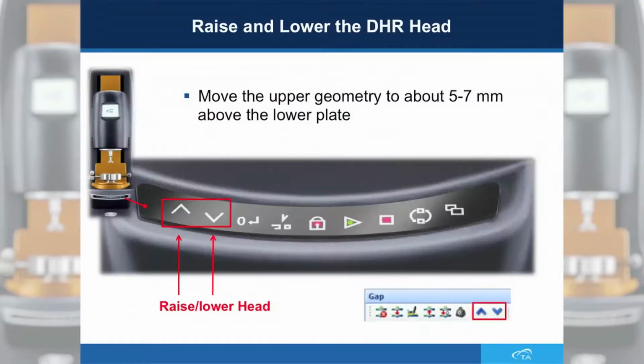Before zeroing the gap, it is recommended to lower the upper geometry to within 5 to 7 millimeters of the lower plate. There are two ways to raise and lower the DHR head, using the two arrows on the left-hand side of the touchpad or the two blue arrows within the gap control panel of Trios.